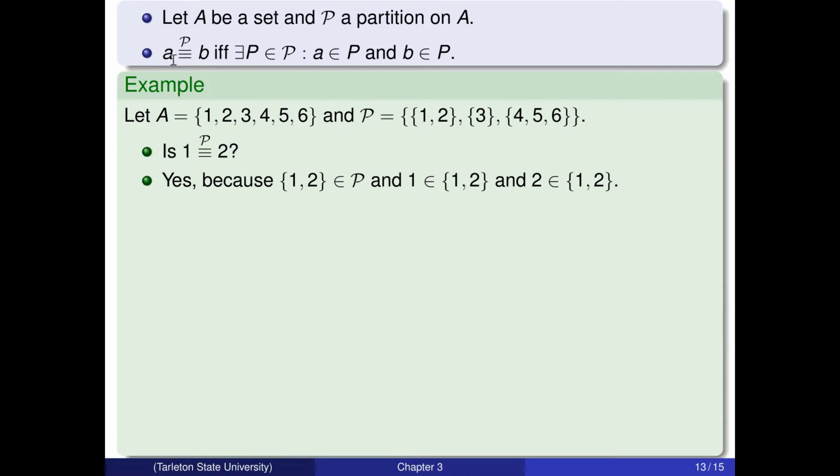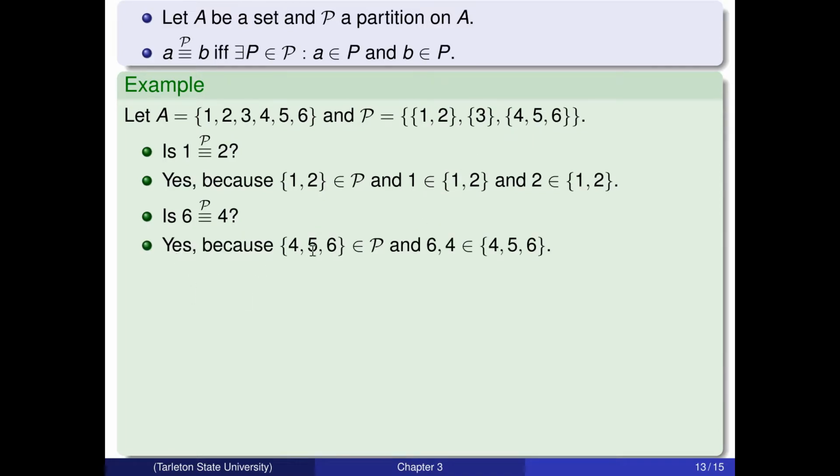So basically, to make sense of this, what this really says is 2 elements are related if and only if they're inside of the same partition element. So like 1 and 2 are inside of the same partition element. Another example would be 6 and 4. Well, yeah, 6 and 4 are inside of the same partition element, so they are related. And we can write that out. So we can say, yes, {4, 5, 6} is inside of the partition, and 6 is in this set, and 4 is in this set.